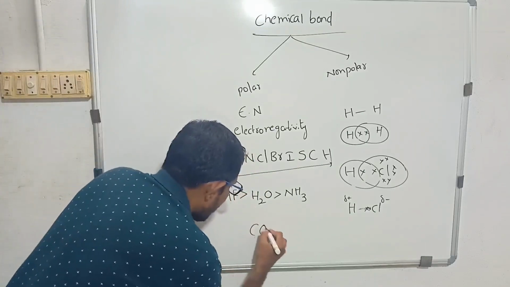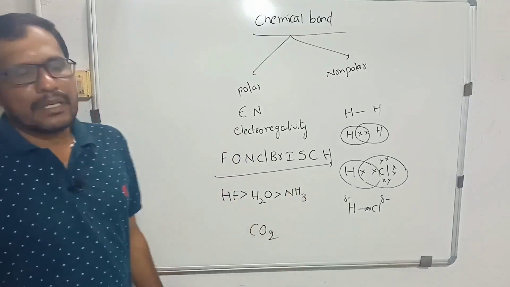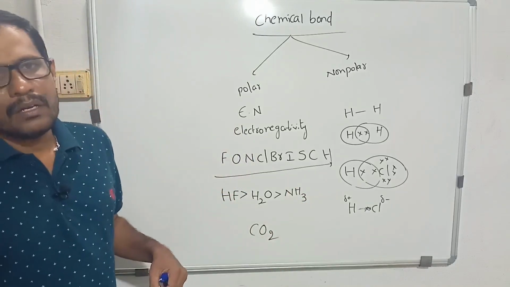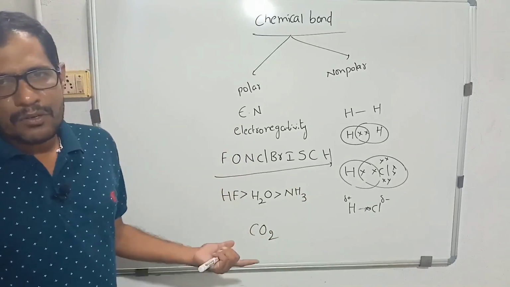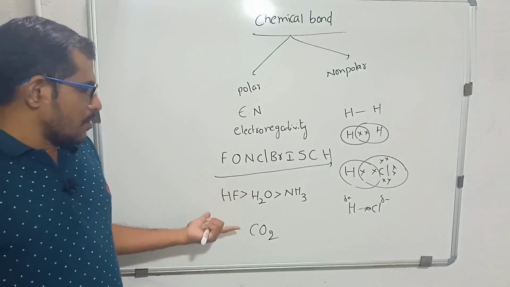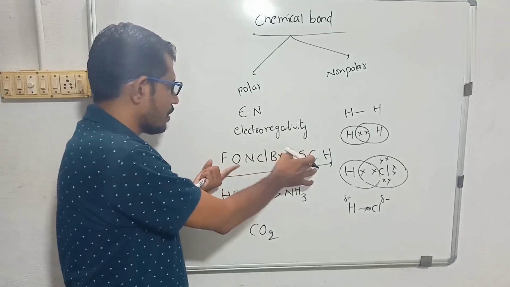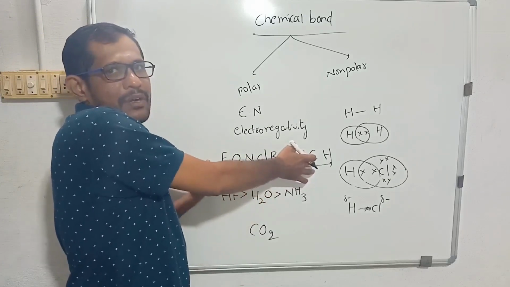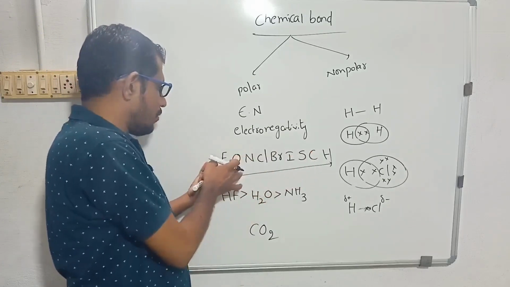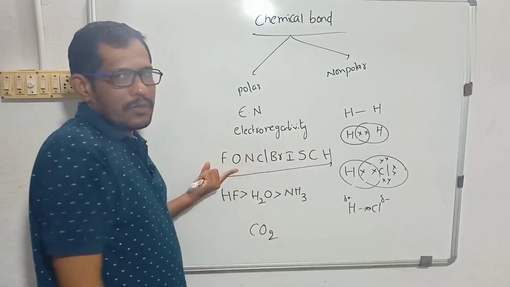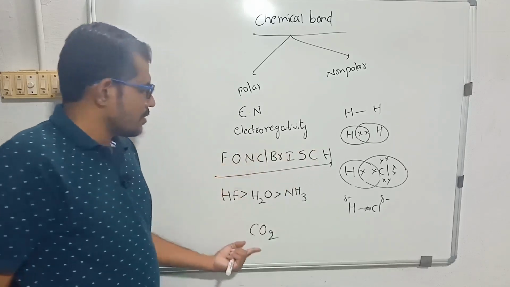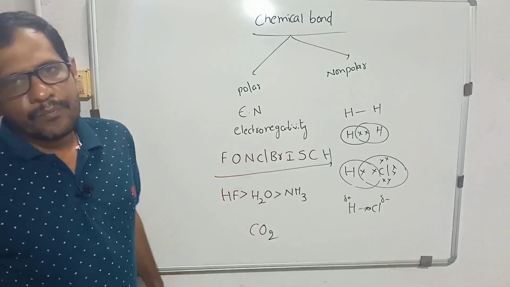Suppose anyone asks you whether CO2 is polar or not, you can easily tell. See, carbon and oxygen: oxygen is over here and carbon over there in the order. So there is an electronegativity difference. That's why the CO2 molecule is polar.